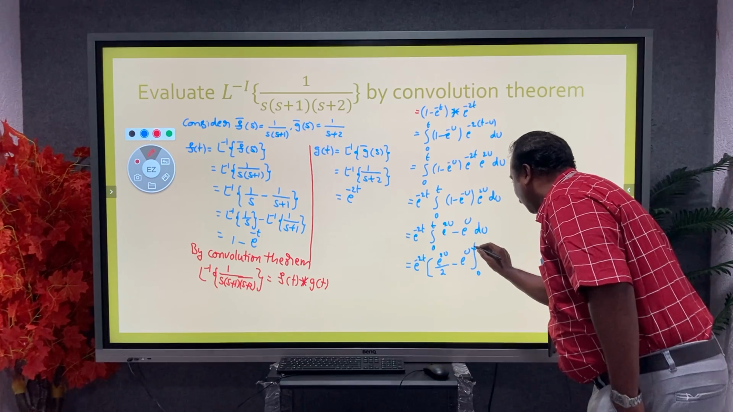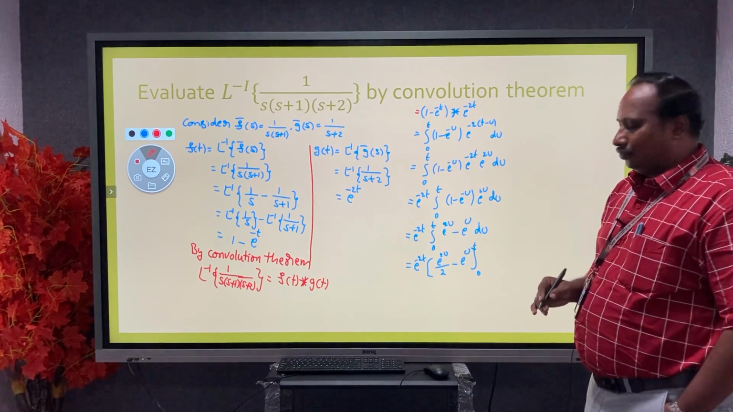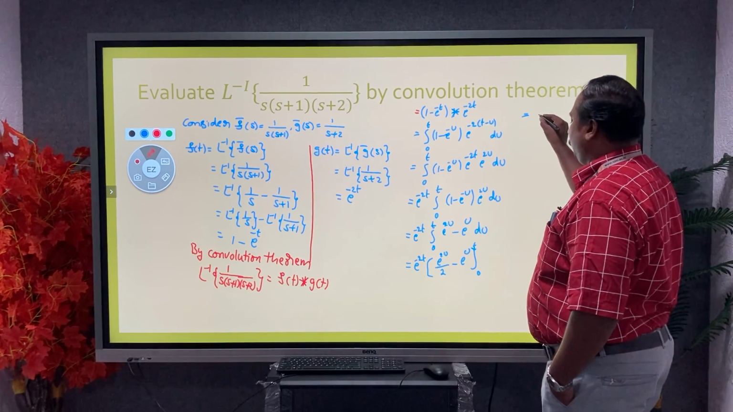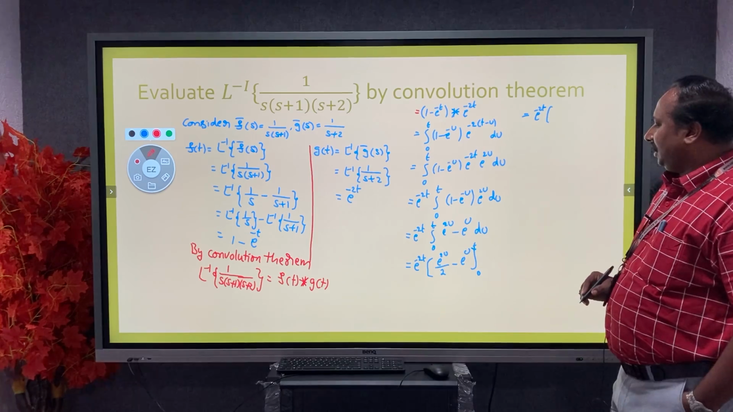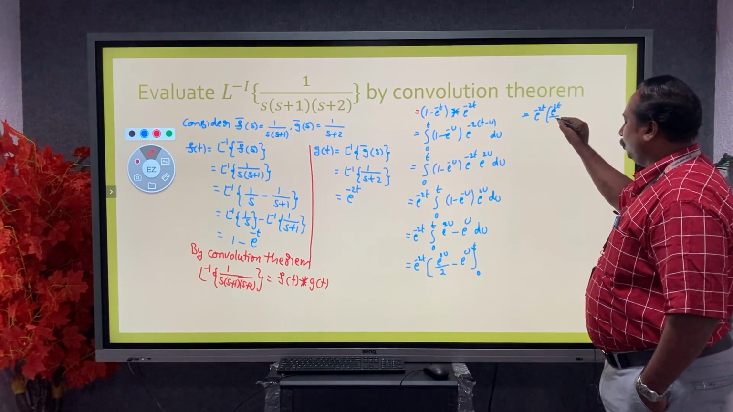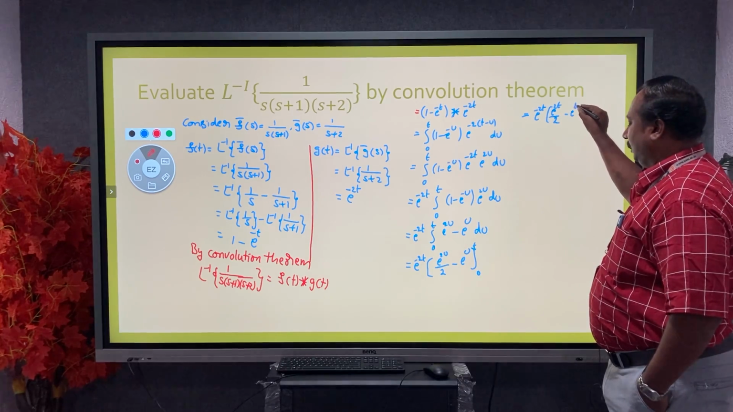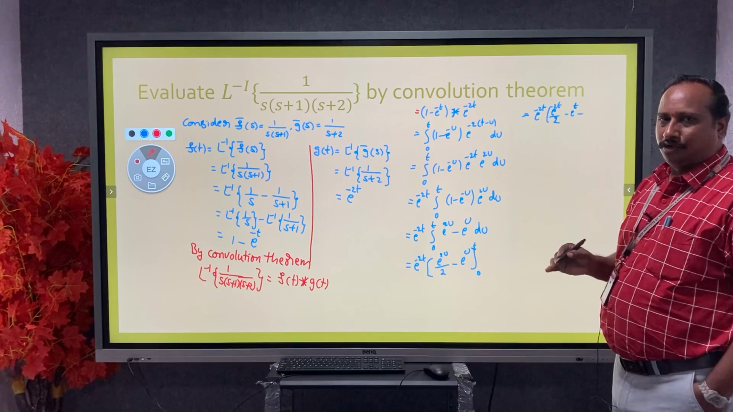So now limits 0 to t. First apply upper limit in place of u. Then e power minus 2t into, when we apply the upper limit t in place of u, we get e power 2t by 2 minus e power t. Minus apply lower limit 0 in place of u.